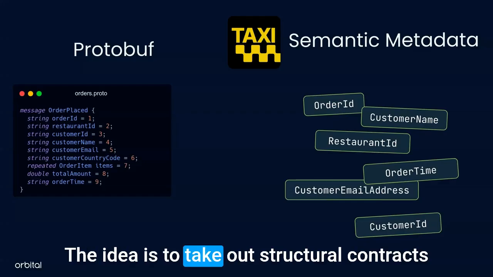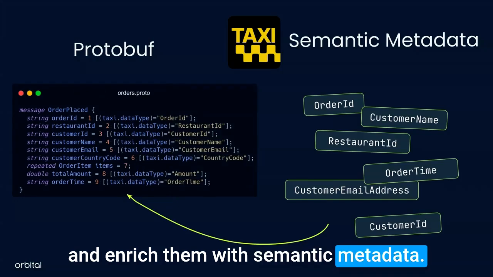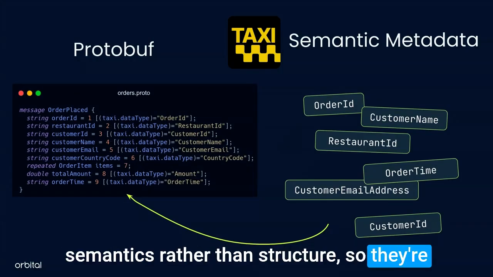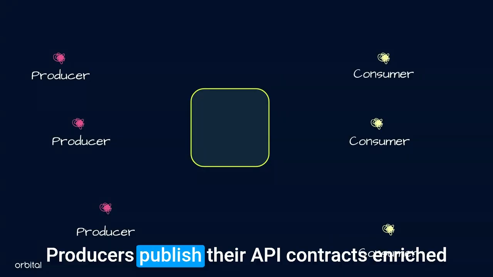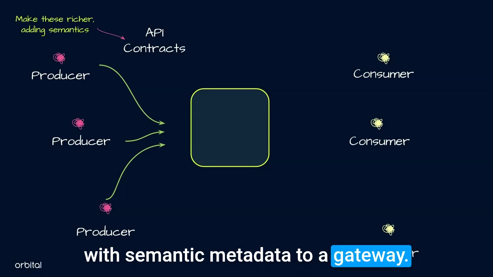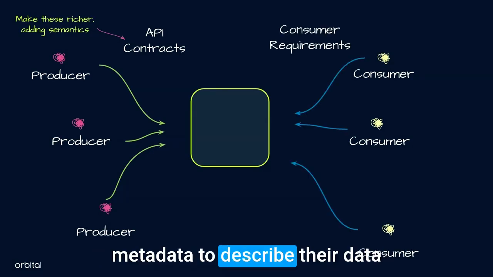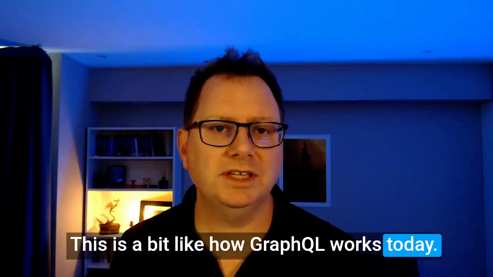The idea is to take our structural contracts and enrich them with semantic metadata. Then consumers can create bindings to semantics rather than structure, so they're protected when the systems change. Producers publish their API contracts, enriched with semantic metadata, to a gateway. Consumers use that same semantic metadata to describe their data requirements and issue a query to a gateway. This is a bit like how GraphQL works today.